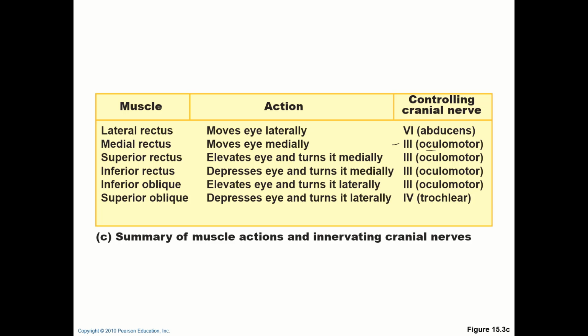It is the main one, and oculomotor controls 4 of those 6 extrinsic eye muscles: medial rectus, superior rectus, inferior rectus, and inferior oblique. So 3 rectus and 1 oblique are controlled by the oculomotor. Lateral rectus, however, is controlled by a different cranial nerve, cranial nerve number 6, called abducens. And superior oblique is controlled by another cranial nerve, cranial nerve number 4, called the trochlear nerve. So those are the 3 cranial nerves: oculomotor number 3, trochlear number 4, and abducens number 6. They control those muscles, which means they control the movement of the eye.